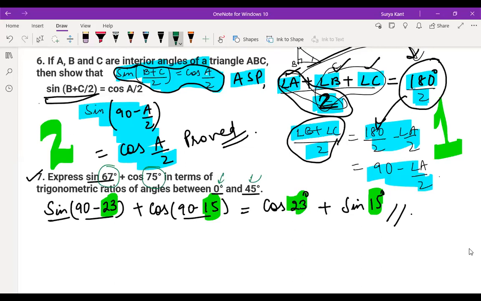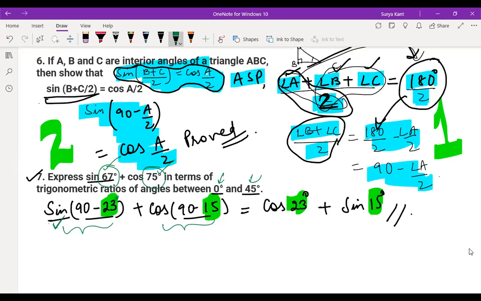So what we did here is, sine we wrote as it is, and we have written here 90 minus 23. How will 67 come? If you subtract 23 from 90, sine 90 minus 23. Plus cos as it is we wrote. What do we subtract from 90 so that we'll get 75? 90 minus 15. So here we applied complementary angles.